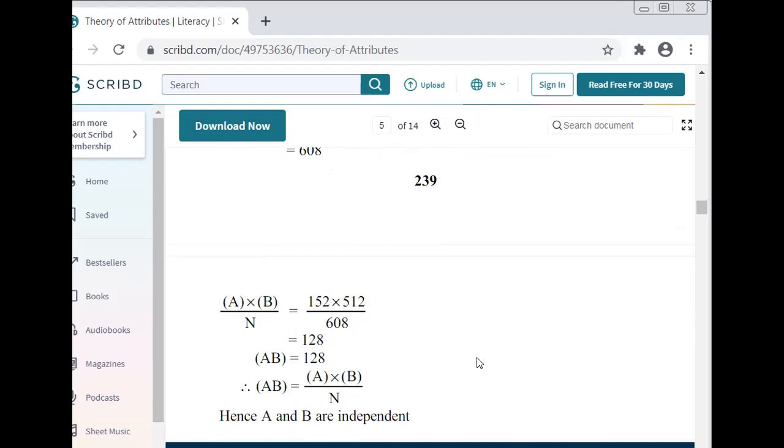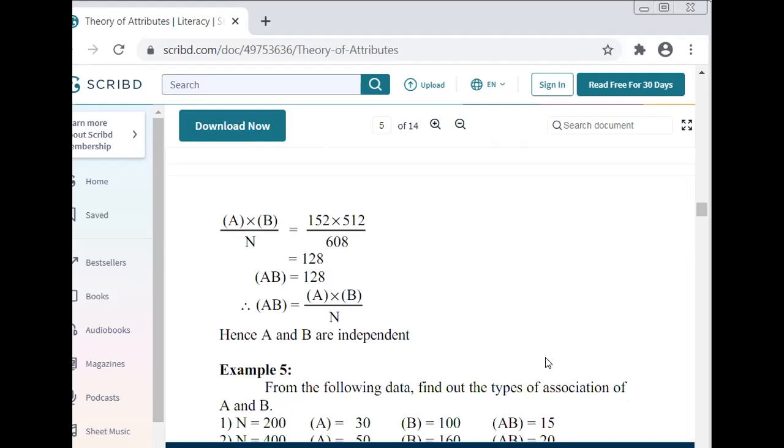128. So here the frequency of AB is 128, and the frequency of A into frequency of B by N is also 128. So both are equal, LHS equals RHS. Therefore, frequency of AB equals frequency of A into frequency of B by N. Hence you can say that A and B are independent.